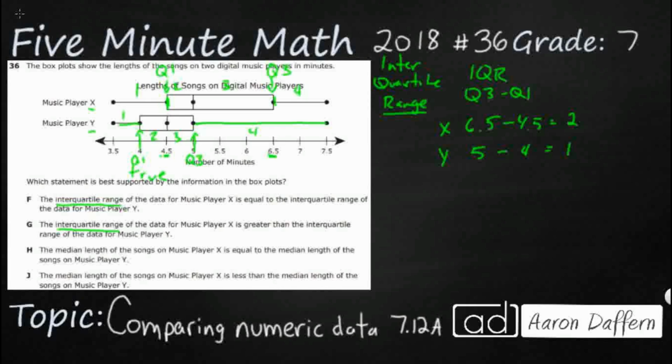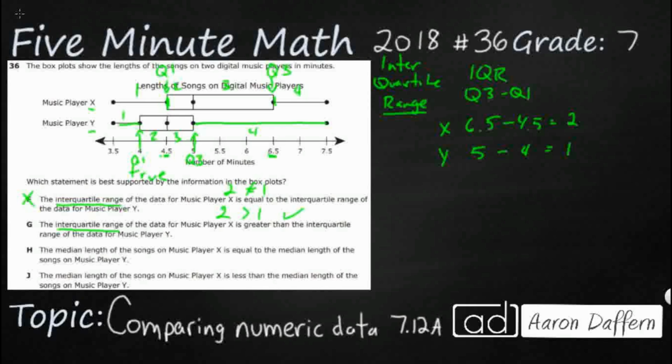All right, so look at F. The interquartile range for data X is equal to, so it says 2 equals the interquartile range for Y. Yeah, we know that's incorrect. The interquartile range for music player X is greater than the interquartile range for Y. Yeah, that is correct. So we're looking like G is correct.